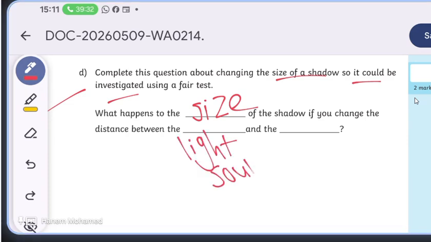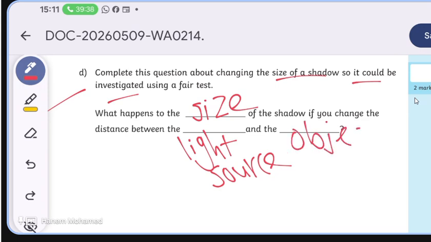Imagine the torch and your hand. So the light source and the object. Your hand is the object. Maybe you are playing with a toy, or you want to make a shadow for something else, like a cup. So you are going to play with the flashlight and the object, and then you can see different sizes of the shadow.